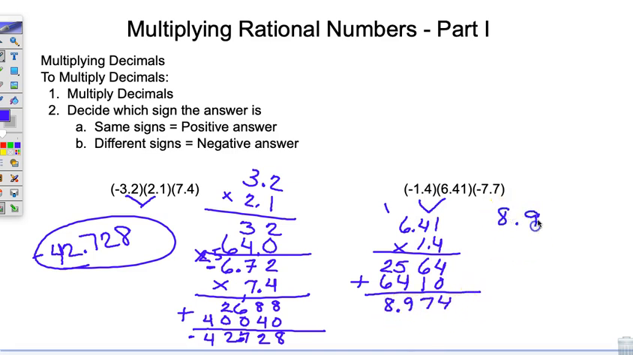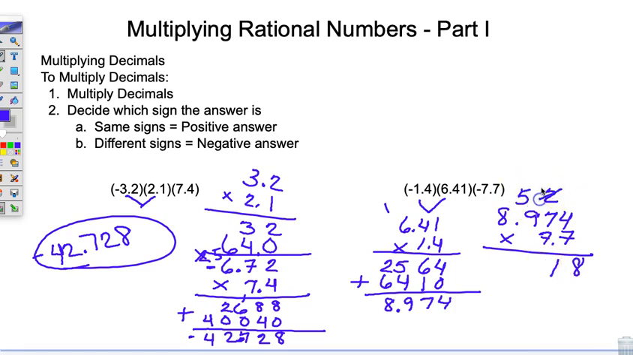I'm going to bring that up here now, and I'm going to multiply that 8.974 times my last number right there, 7.7. Okay, 7 times 4 is 28, carry the 2. 7 times 7 is 49, plus 2 more is 51.